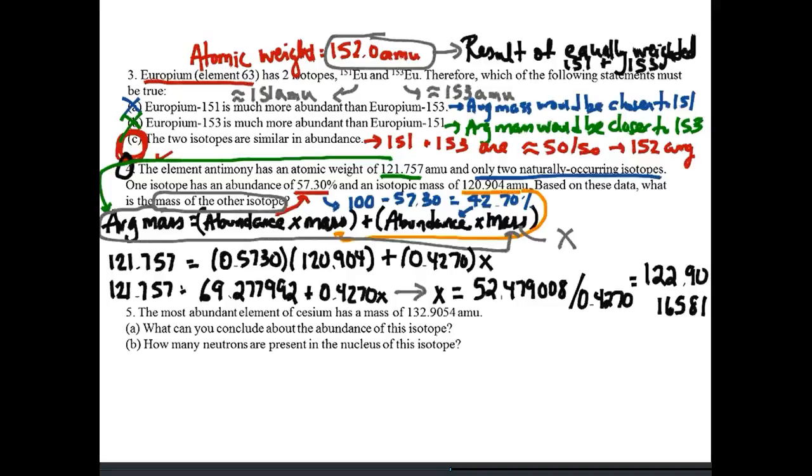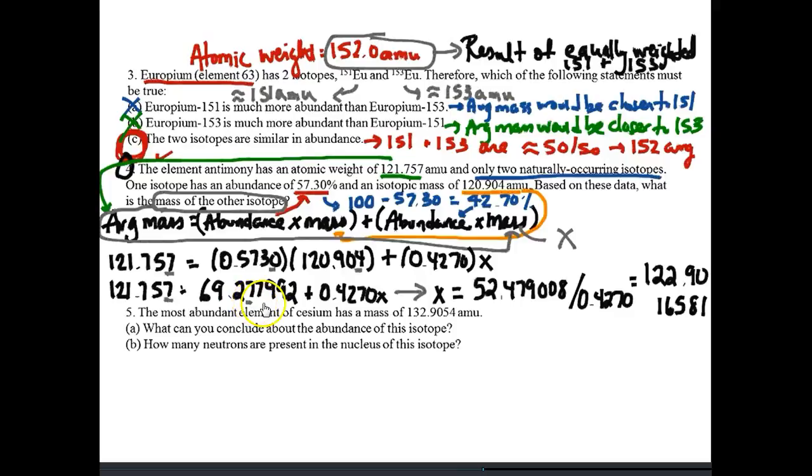In order to do that, you kind of have to go through step by step. It's a bit tedious, but we're going to start with our first calculation, which is here, the 0.5730 times 120.904. This number has 4 sig figs. This number has 6 sig figs, which means that my first answer, the 69.277, should have 4, right? And so it's accurate to here.